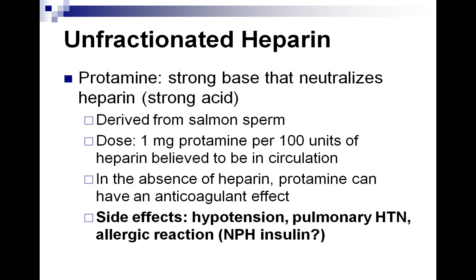The first is hypotension, and for that reason we always give protamine slowly, especially in the heart room, where we give a very large dose of protamine. It's given over several minutes' time. The second risk is pulmonary hypertension. And the third is that patients can develop allergic reaction to protamine.